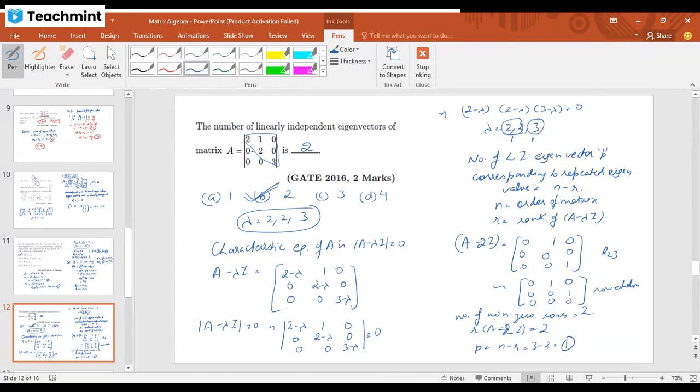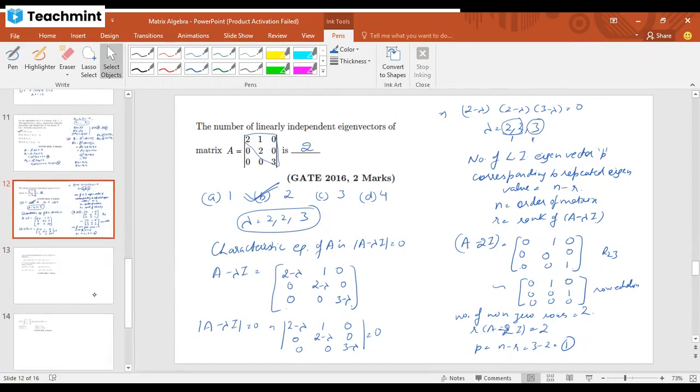But because one of the eigenvalues is repeated, corresponding to the repeated eigenvalue we may have one or more than one linearly independent eigenvector. It depends on the rank of the matrix. Because the rank of the matrix comes out to be 2 and n minus r is 1, it means that corresponding to this repeated eigenvalue, we have only one linearly independent eigenvector. 1 plus 1, total 2 linearly independent eigenvectors.